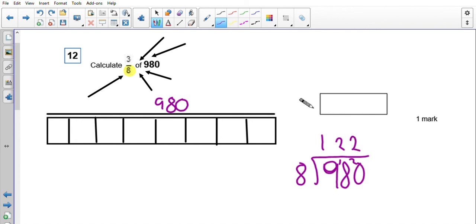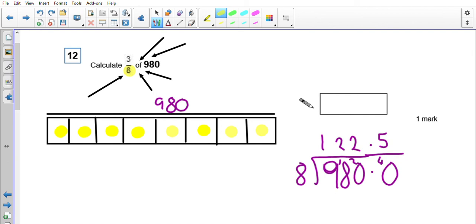And then all I can do here is carry that over to another 0, which is going to be my 40. How many 8s can go into 40? The answer is 5. So the answer of 980 divided by 8 is 122.5, which is what's going to go inside each of my boxes here. So each one of these is going to be worth 122.5.